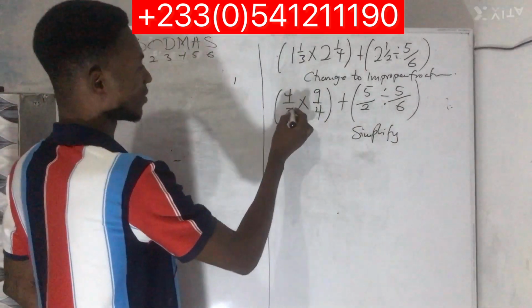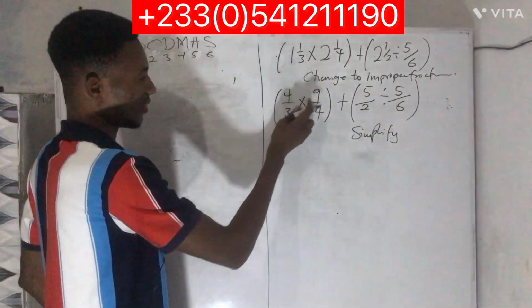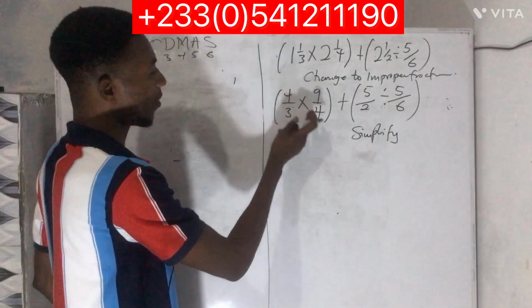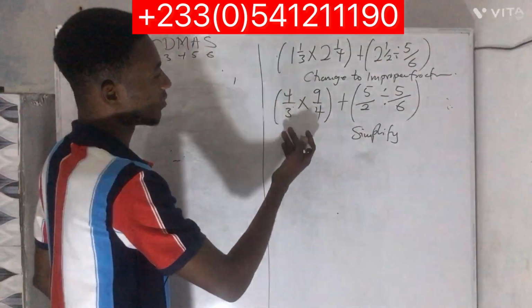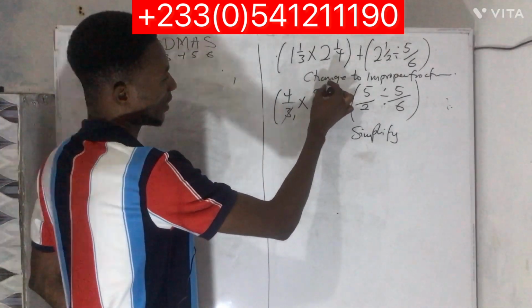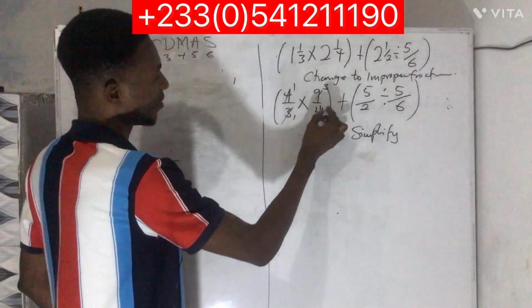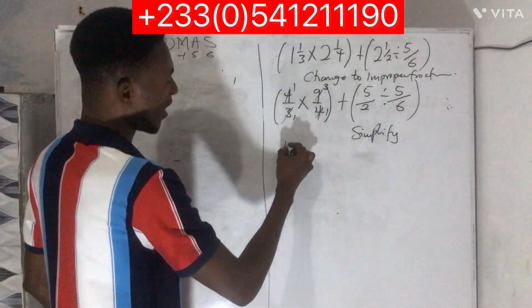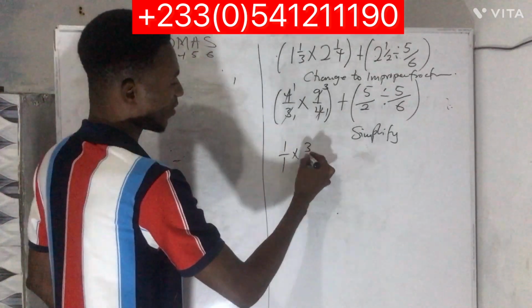So now, 3 and 9, they have something in common. 4 and 4, they have a factor in common. Okay, so we cancel. Here we go here 1. Here we go how many times? 3 times. Here we go here 1. Here we go here 1. At the end of the day, we have 1 over 1 times 3 over 1.